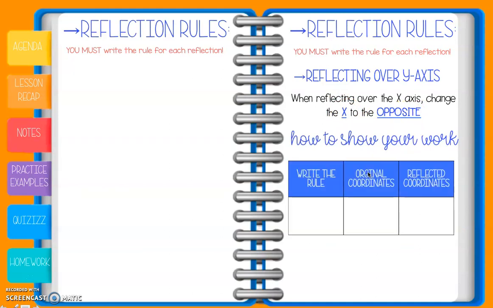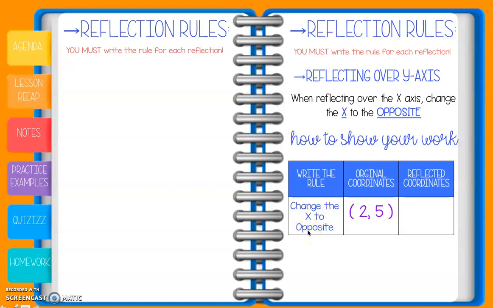Again, let's start with my little chart where I write the original coordinates, where I write the rule, and then where I put my reflected coordinates. So let's say our original coordinates are (2, 5). If I'm going to reflect it over the y-axis, I'm going to change x to its opposite. So that's the rule. I'm going to write it down here: change the x to its opposite.